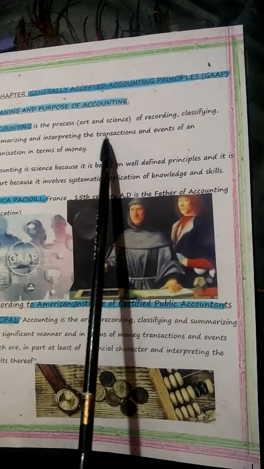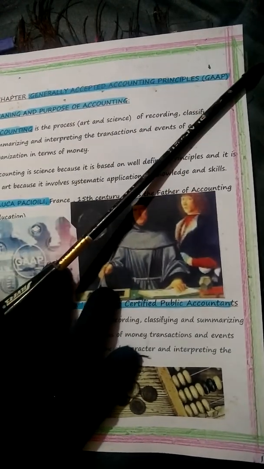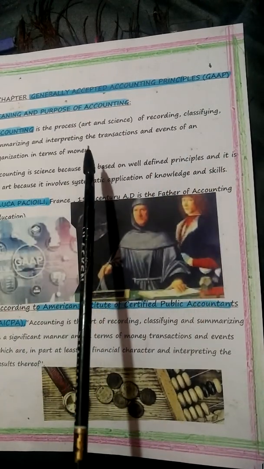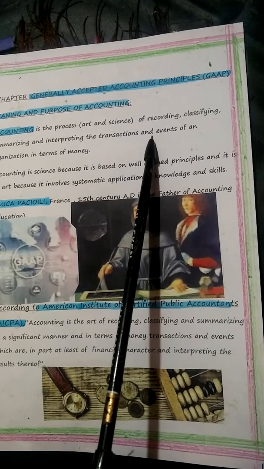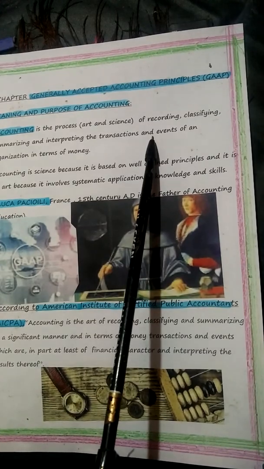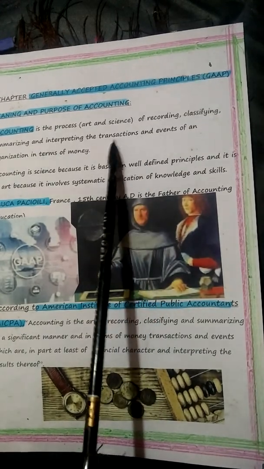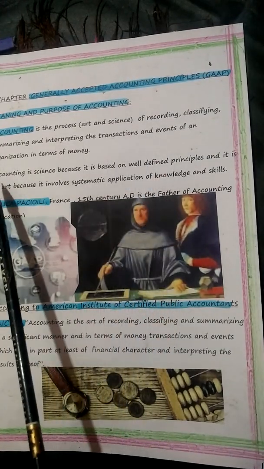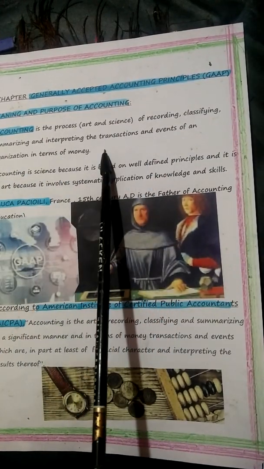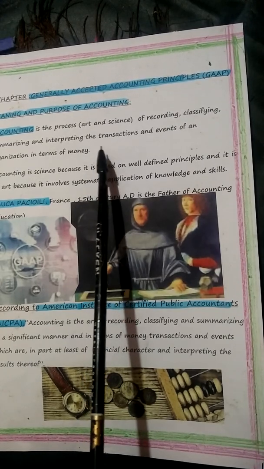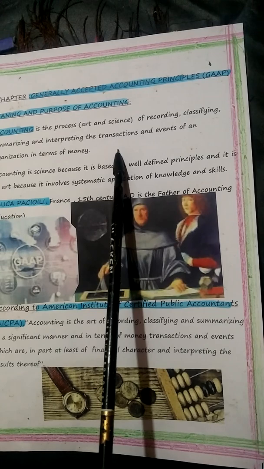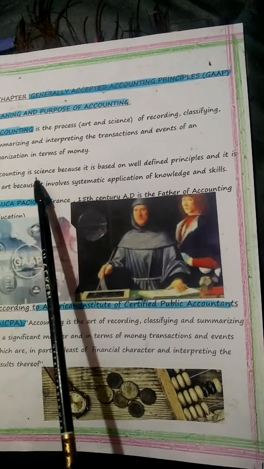What is a transaction, children? Please make a note. I'll be using this word transaction very, very often in this chapter. Transactions are nothing but instances of buying and selling. Transactions and events go together. What does a transaction mean? Transaction means instances of buying and selling, various instances. So it is a process of recording financial transactions. Accounting is a process of recording financial transactions pertaining to the business. So you must understand.